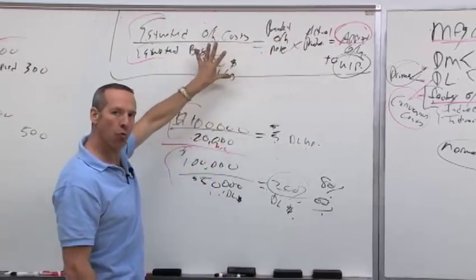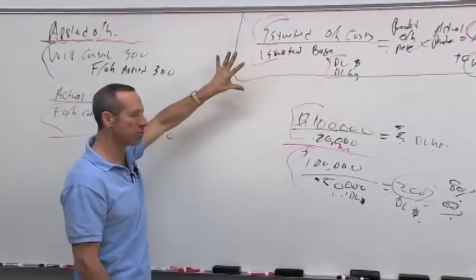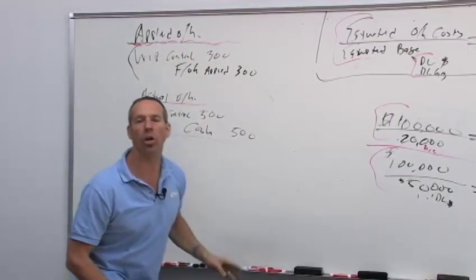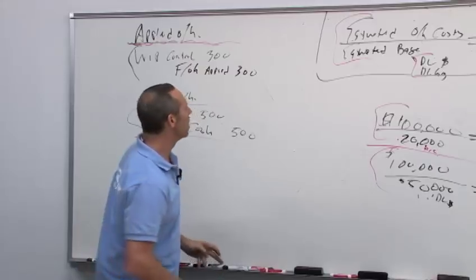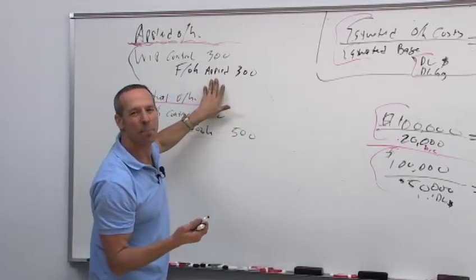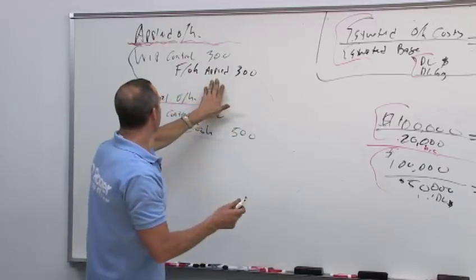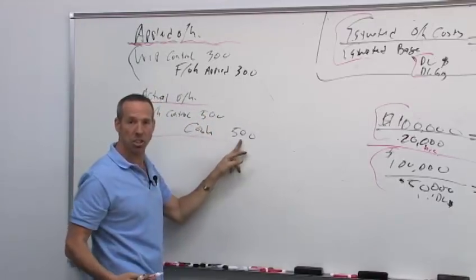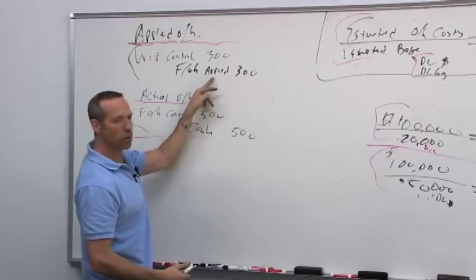This is only for overhead, not for materials and labor, just for overhead. So debit WIP, credit factory overhead applied. What is WIP? Work in process. It's an inventory account. What is this? It is a temporary holding account like purchases. Then, when I actually spend money, debit factory overhead control, credit cash, balance sheet. What is this? This is a temporary account.